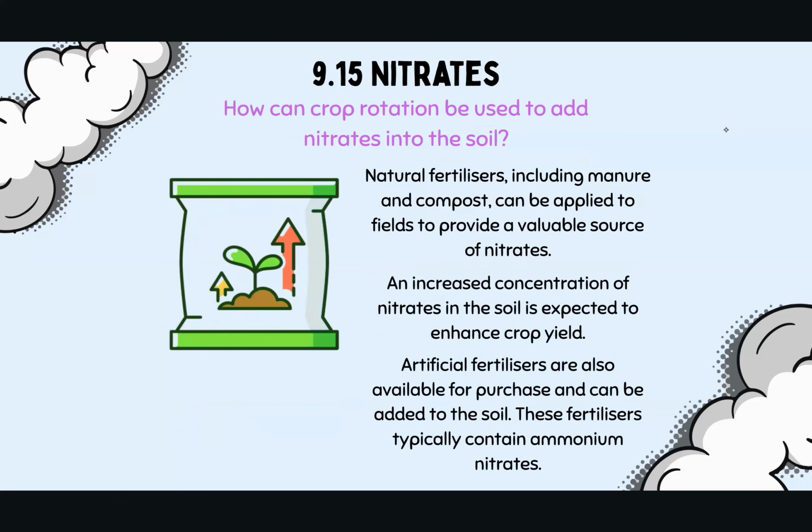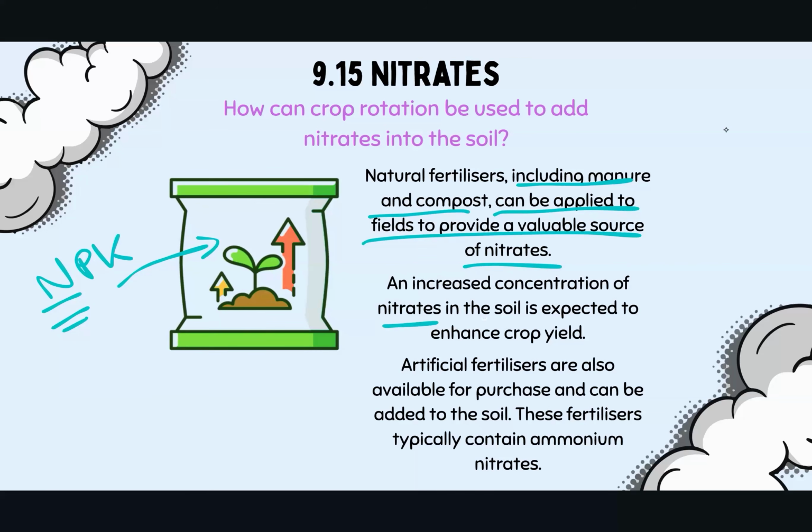And we've also got fertilizers. So natural fertilizers, including manure and compost. Compost can be applied to fields to provide a valuable source of nitrates. So you have fertilizers that have nitrates, phosphates, potassium, but nitrates are the ones that help with growth. So an increased concentration of nitrates in the soil will enhance crop yield because it has more nitrates, more proteins will be made, and it's going to grow faster or grow better.